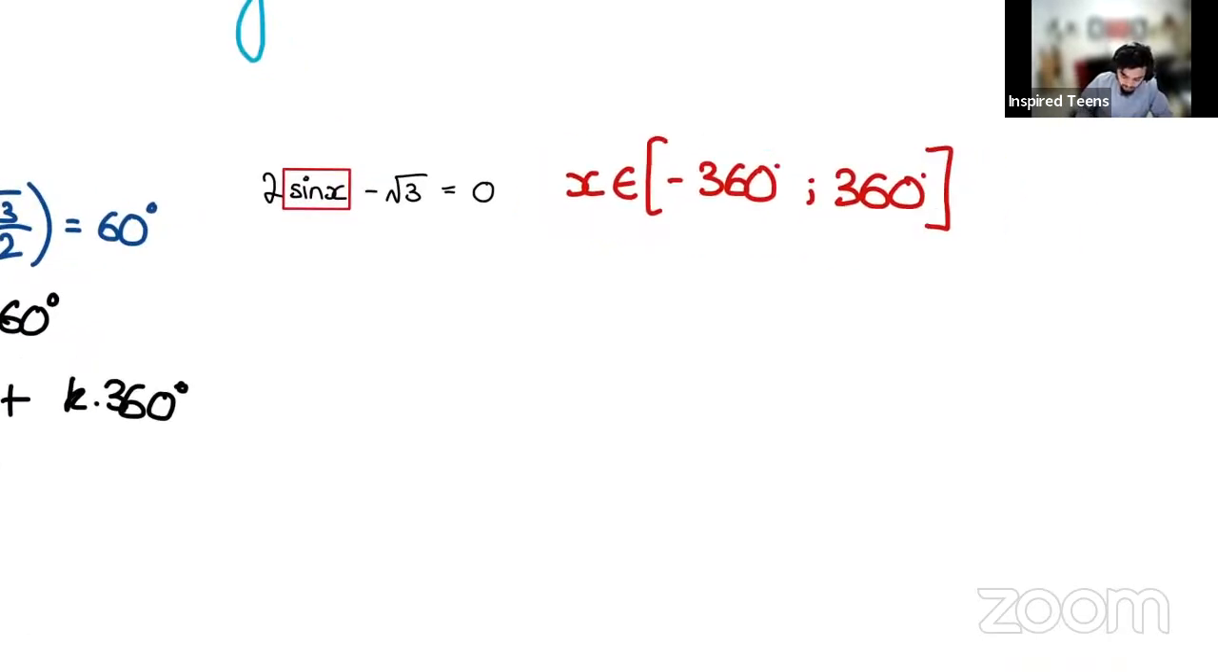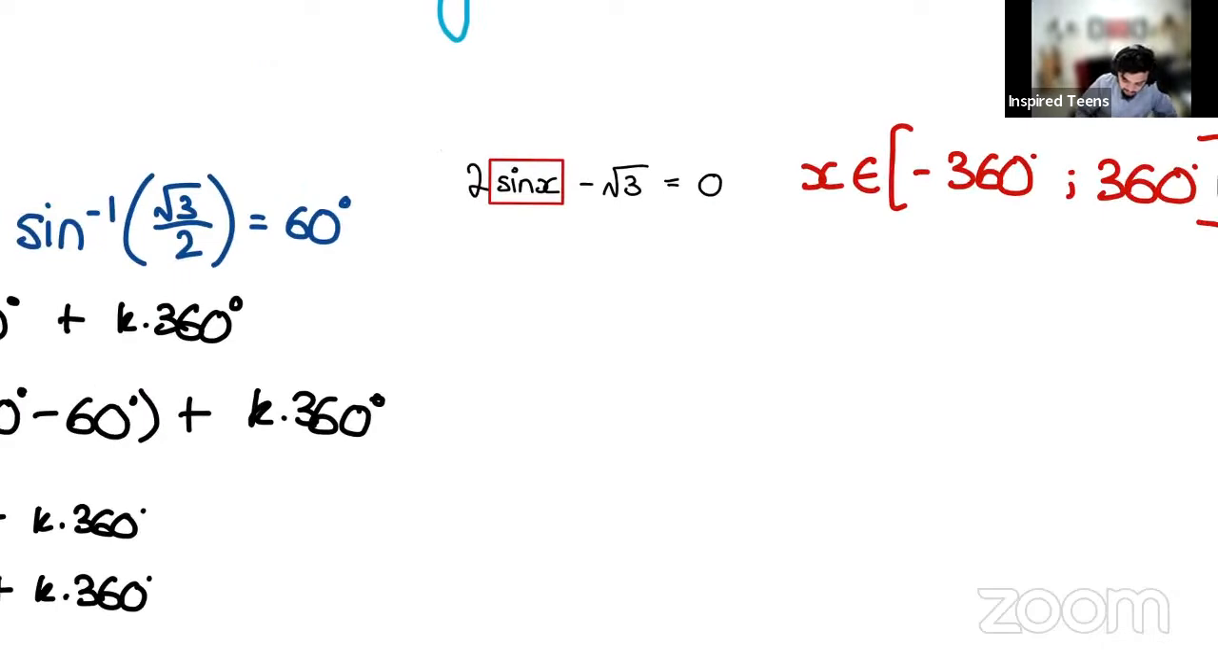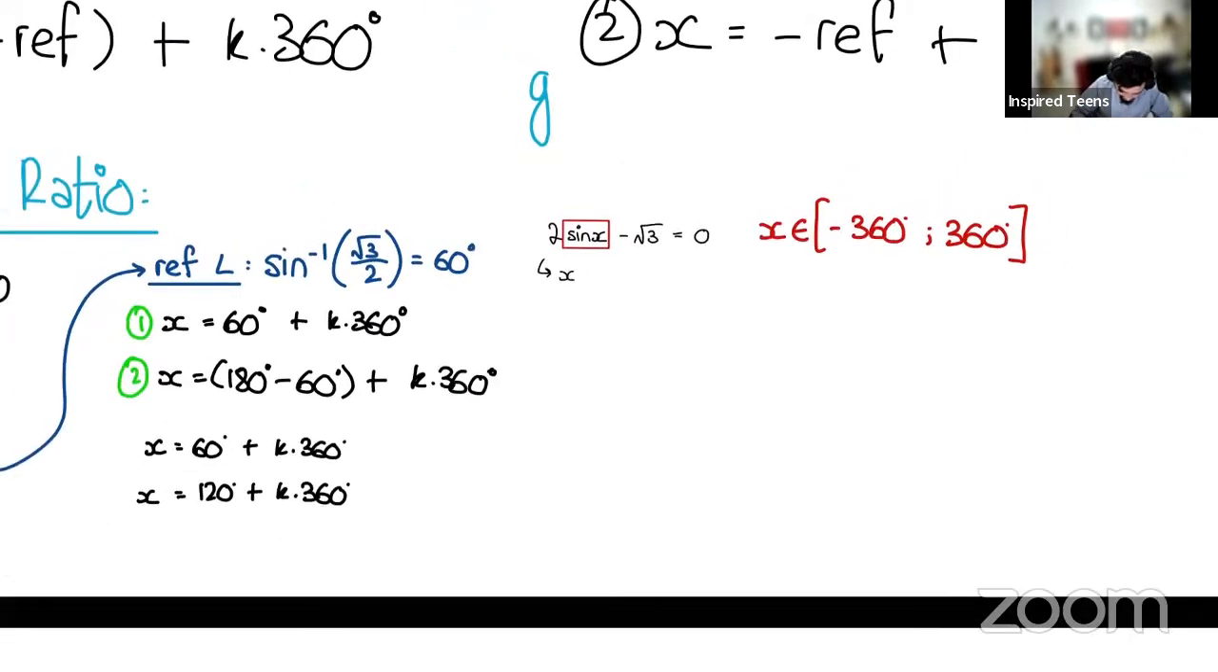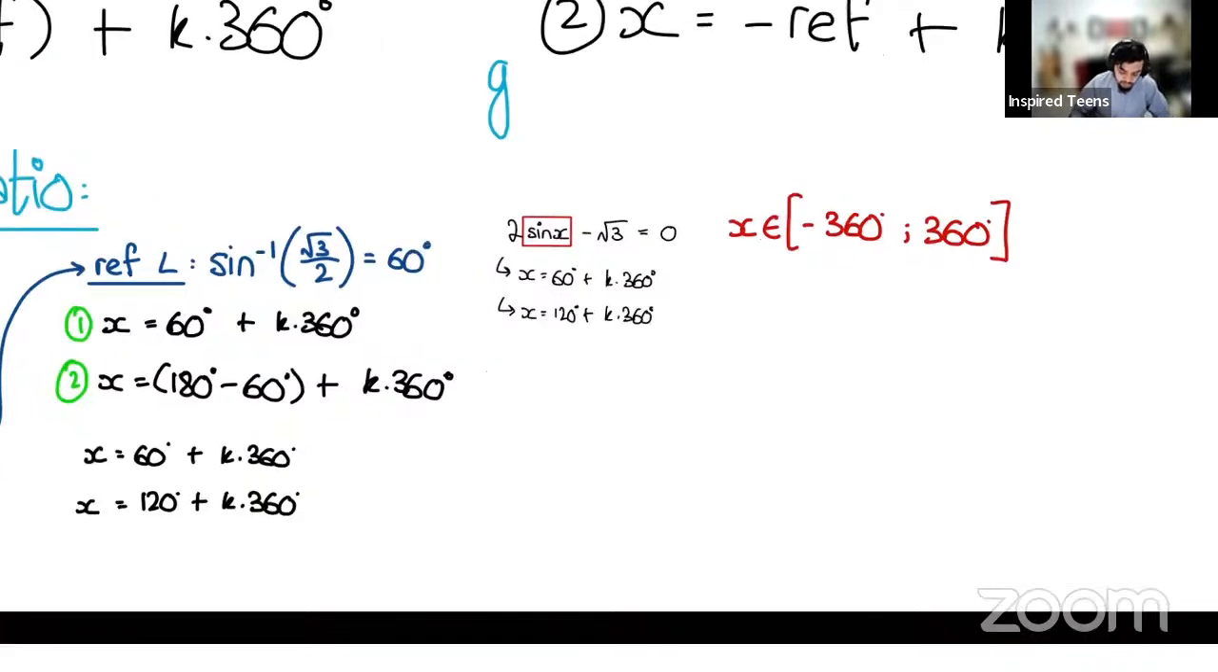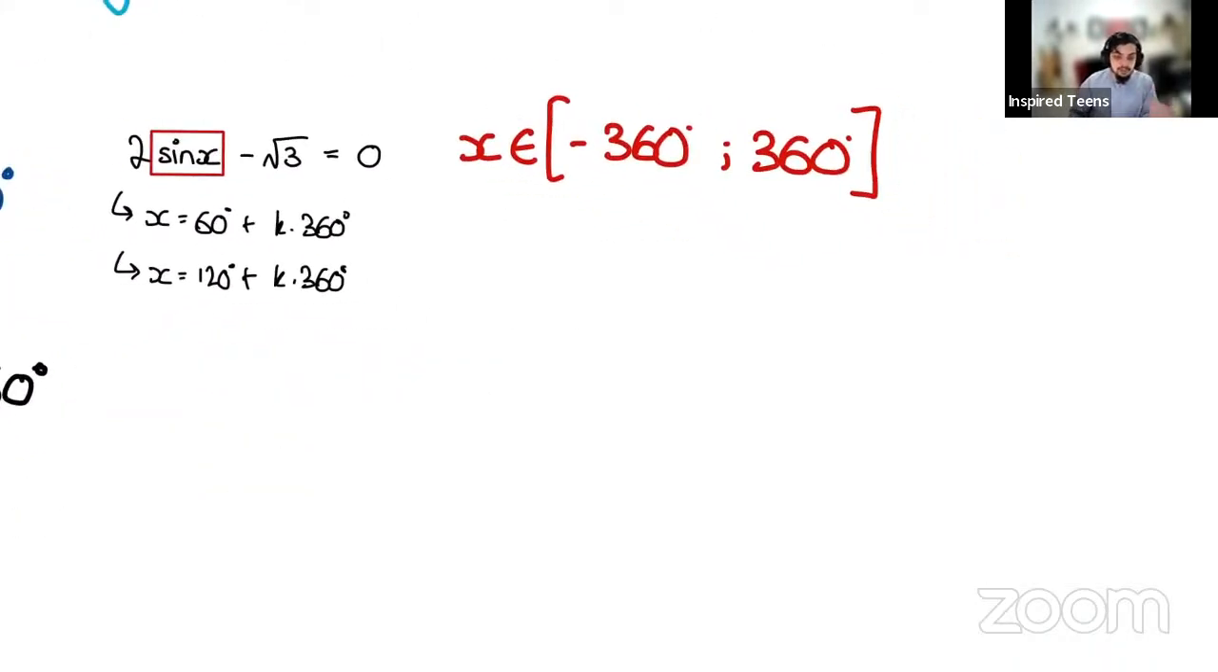There we go. Okay, so yes, we solved for these general solutions. So let's just take them down. We have x is equal to 60 degrees plus k times 360, and x is equal to 120 degrees plus k times 360. So these are the general solutions we solved for. Now, how do we solve for specific x values within the given interval?